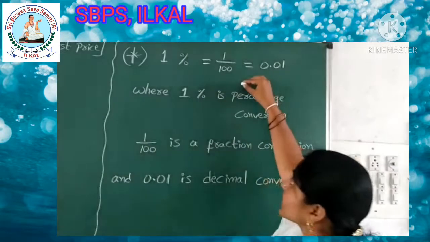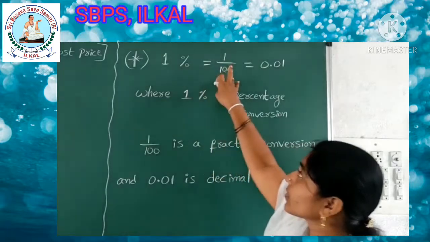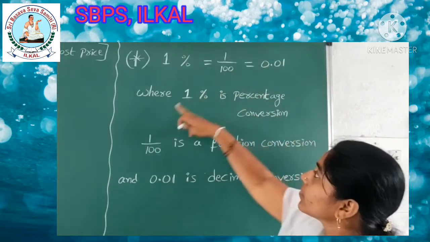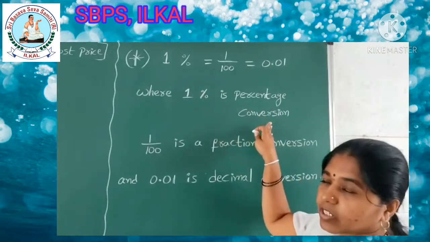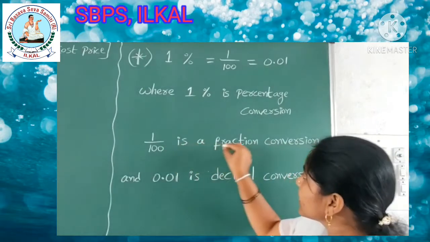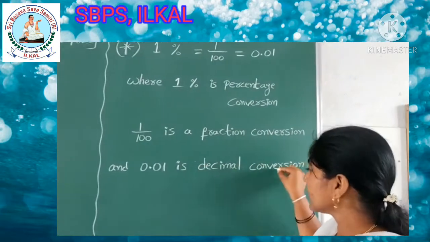1% is equal to 1 by 100, which is equal to 0.01. This is percentage in fraction and in decimal, where 1% is the percentage conversion. It is conversion of percentage. 1 by 100 is a fraction conversion and 0.01 is decimal conversion.